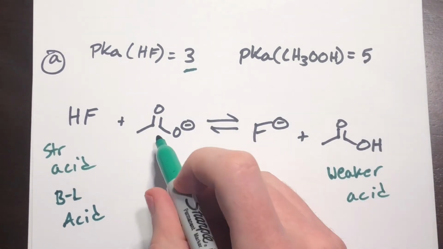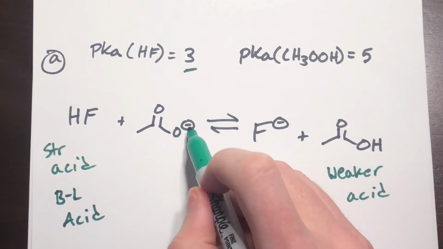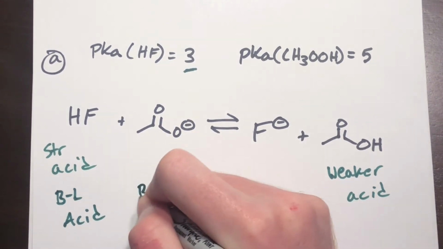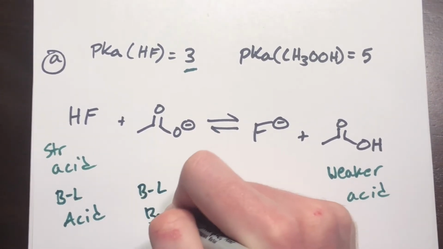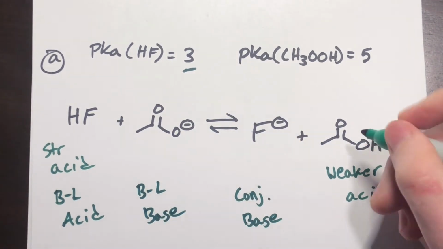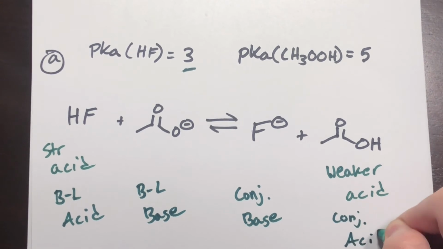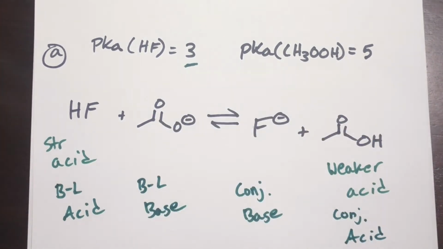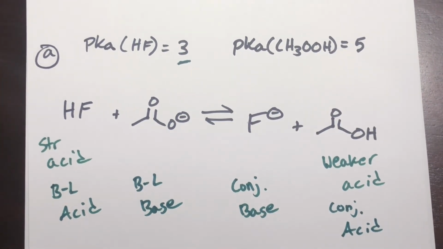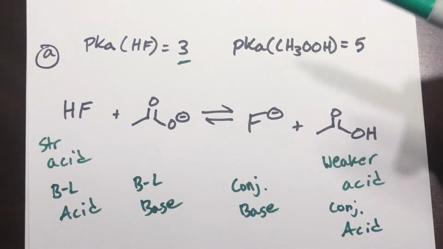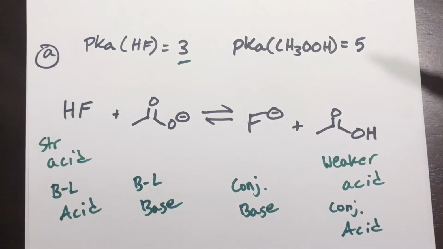And this now, that has accepted the hydrogen, so this is our Bronsted-Lowry base here on the left side of the equation, and this would be the conjugate acid to the Bronsted-Lowry base. So now that we've done the first part of the question, we've identified which is the acid and which is the base and its conjugate pair.